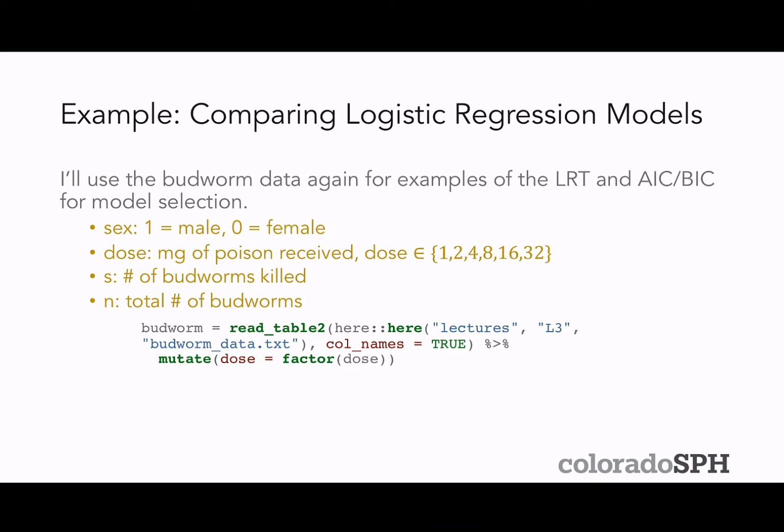So I'll go through a couple examples where we use the likelihood ratio test and the AIC for model selection. And I'm going to come back to that Budworm data that we've used a couple times in order to run these comparisons. So in this data set, the outcome is the number of budworms killed.